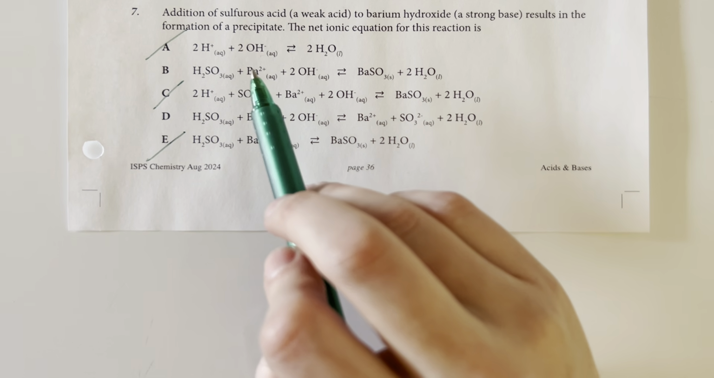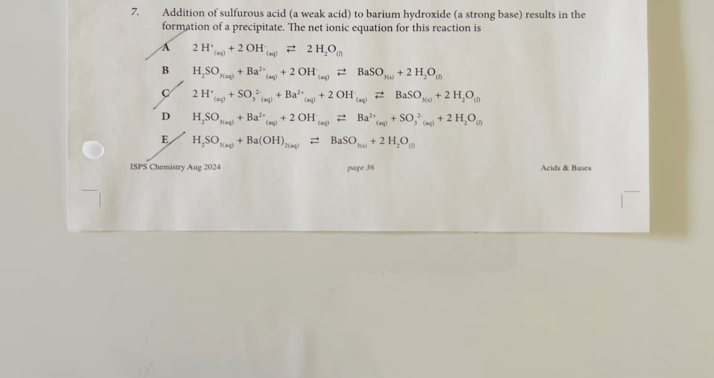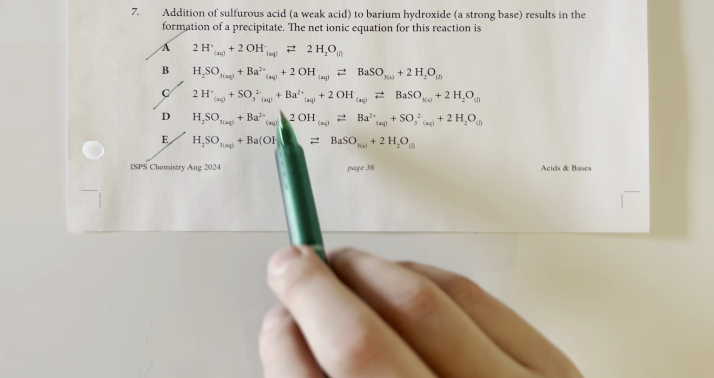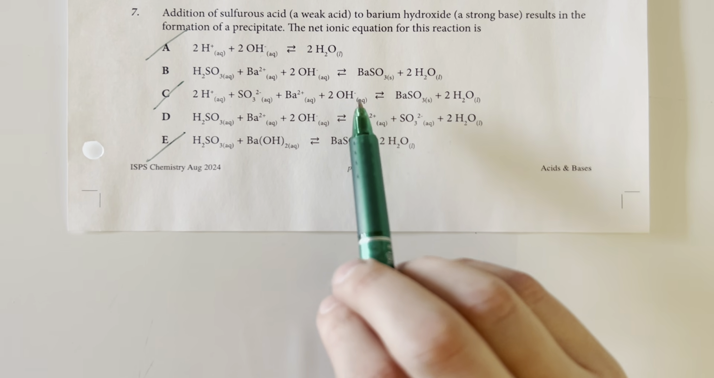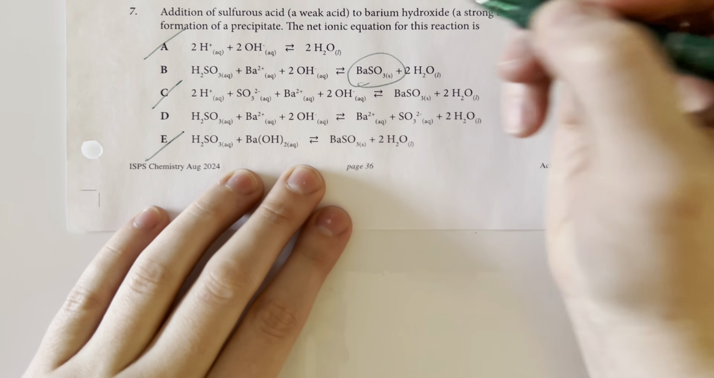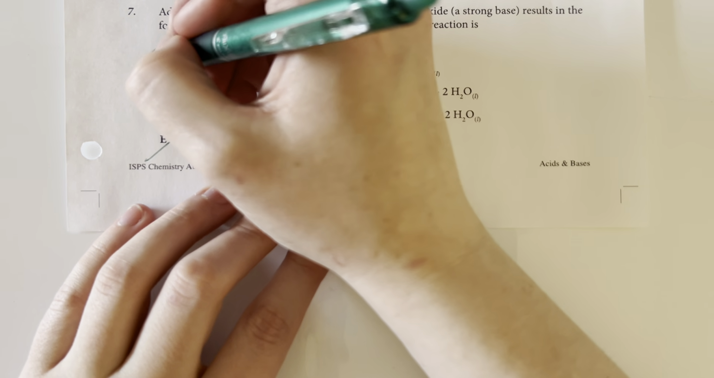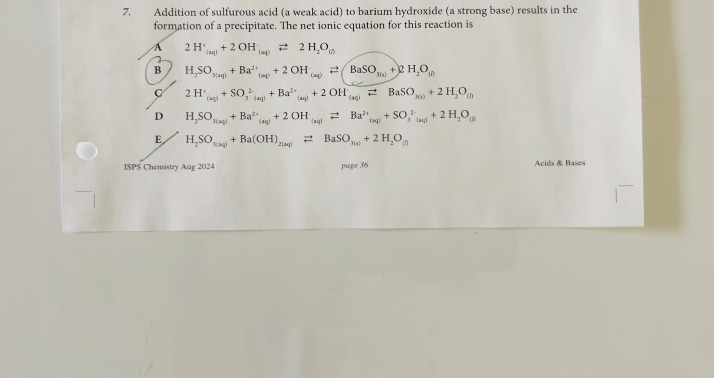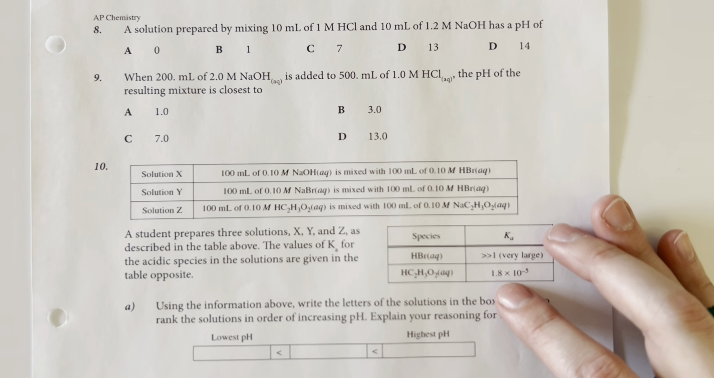So that leaves us with B and D as our only answer choices here. And so I'm going to go ahead and look and see that only B has a precipitate formed, which was what I was told was going to happen. So answer B is the only answer choice for question 7.